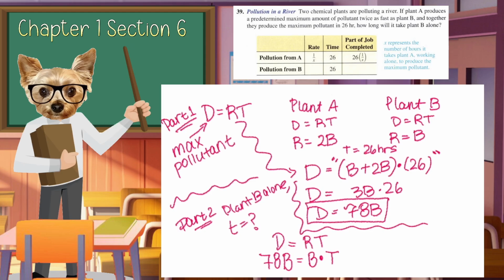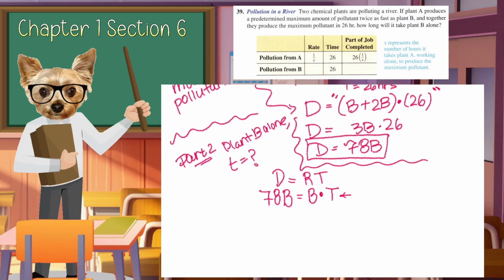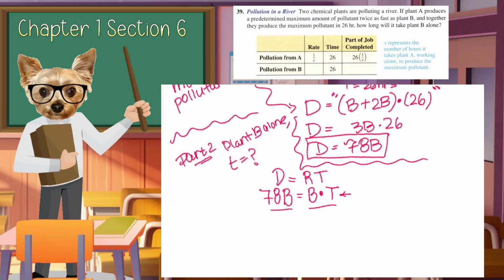Now, this is also one of those problems where people might not see how to finish it, but you've got to trust the process and see it through to the end. How do I solve for t? How do I get t alone? Well, I'm going to divide both sides by B. So t equals 78.